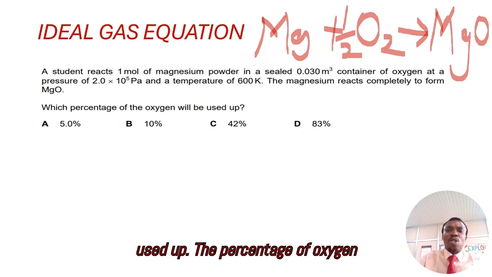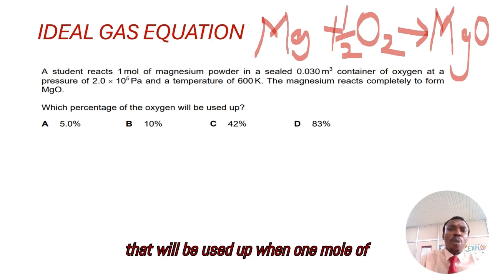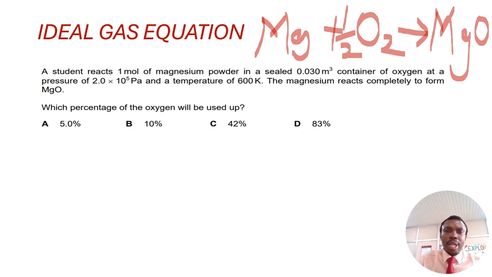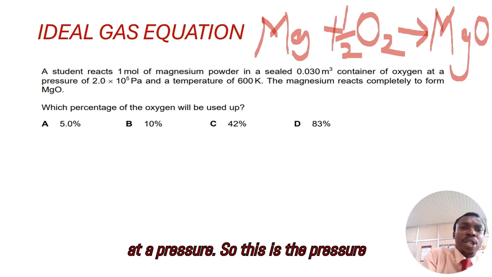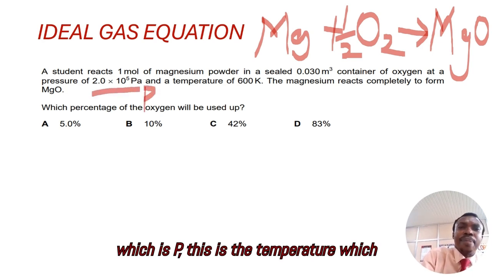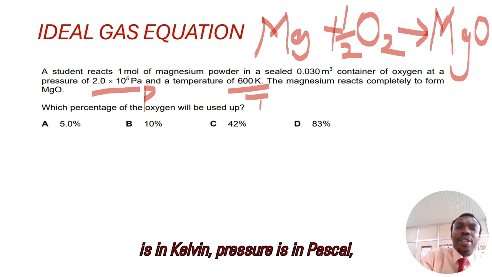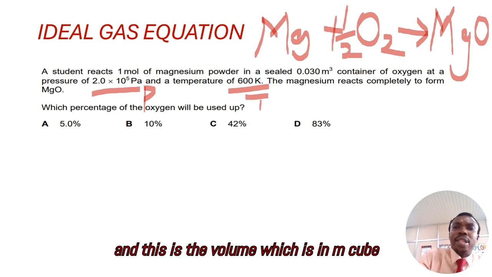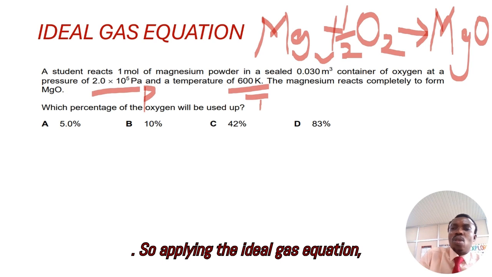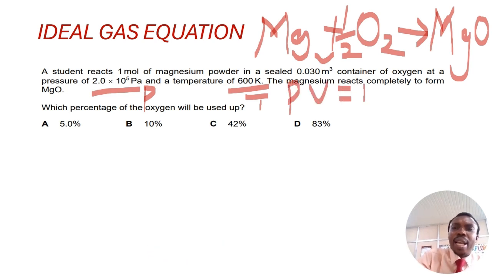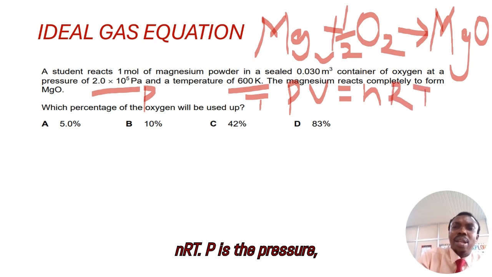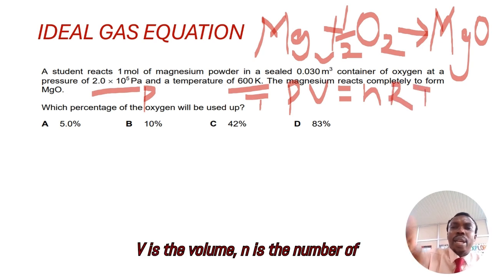The percentage of oxygen that will be used up when 1 mole of magnesium powder is reacted in a sealed 0.030 meter cube container of oxygen at a pressure. So this is the pressure, which is P. This is the temperature, which is in Kelvin. Pressure is in Pascal. And this is the volume, which is in meter cube. So applying the ideal gas equation, we'll have PV is equal to nRT. P is the pressure, V is the volume, n is the number of moles.